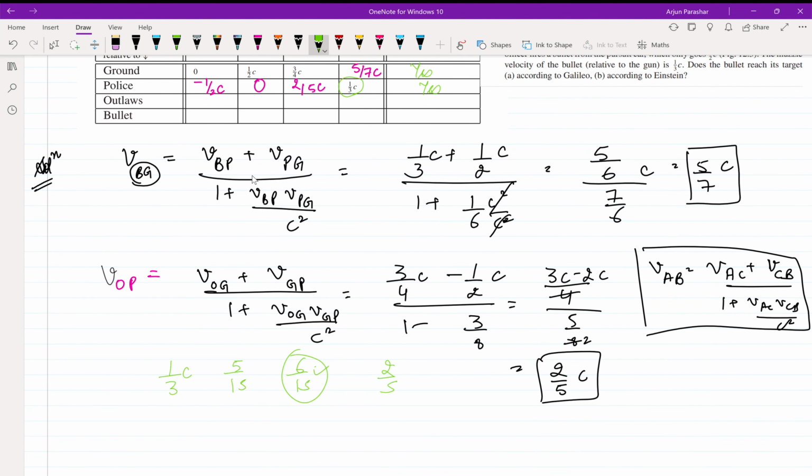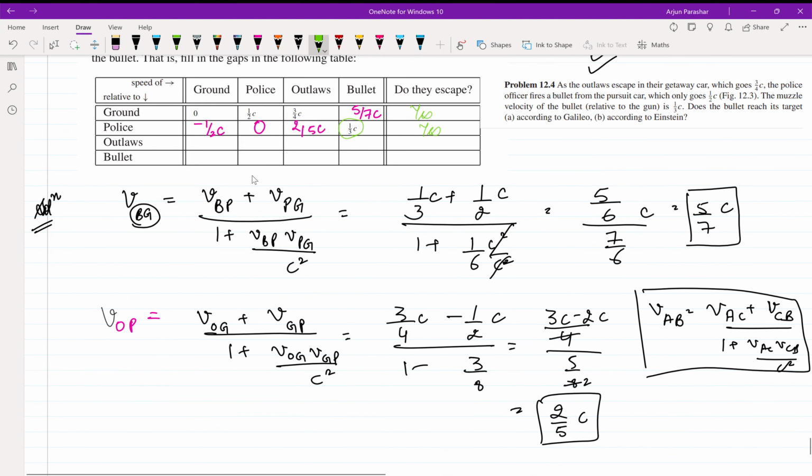Now coming to the next part, let me just change my pen. He's saying the speed of the ground with respect to the outlaws. We calculated the speed of the outlaws with respect to the ground. Ground with respect to outlaws is minus 3 by 4c, I'm sorry. Now coming to the speed of the police with respect to the outlaws. We have calculated the speed of the outlaws with respect to the police, and the speed of the police with respect to the outlaws is just the negative of that. Now coming to outlaws with respect to outlaws, again zero, because in their own reference they do not themselves travel. So now coming to the speed of the bullet with respect to the outlaws.